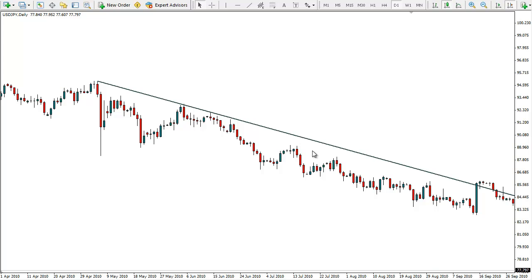We're not going to use it in isolation, and I must stress this. We're only going to use it when we get a confluence of different levels. So maybe the trend line and a Fibonacci retracement line, or a trend line and a previous level of support or resistance, or something like that. We just don't want to use this in isolation, but it is a nice tool that we can use to help us decide when we want to get back into the markets. I hope that makes sense to you guys.